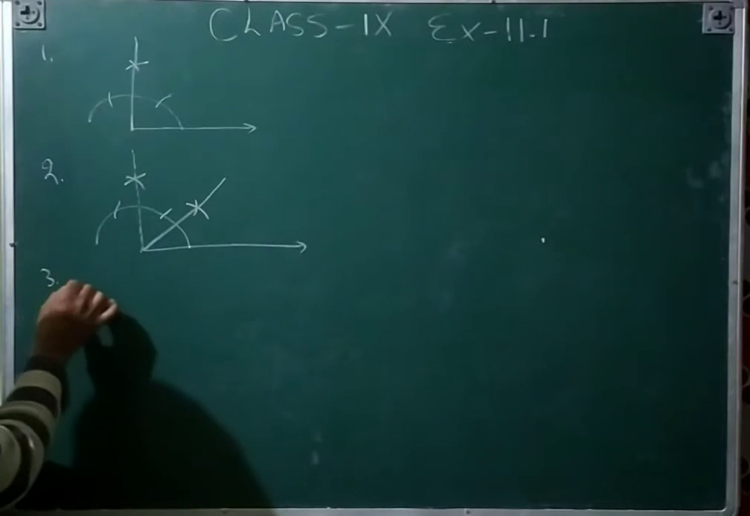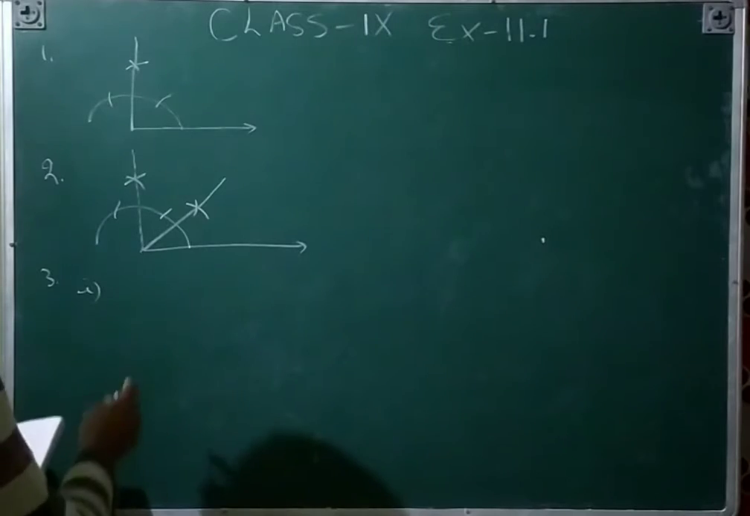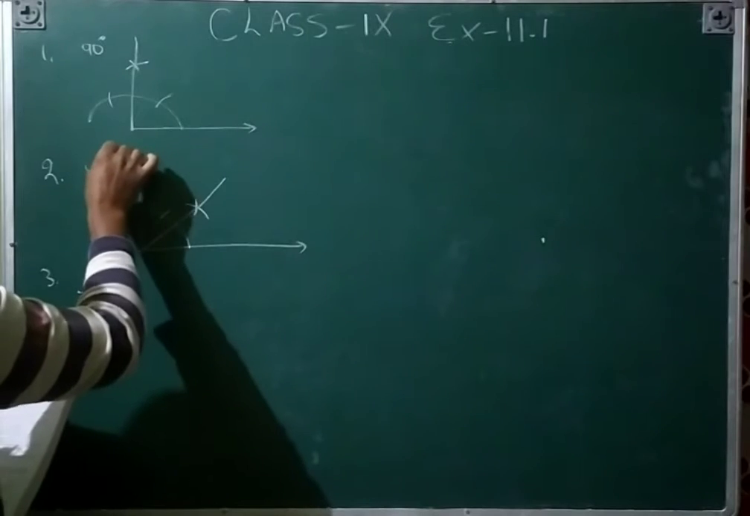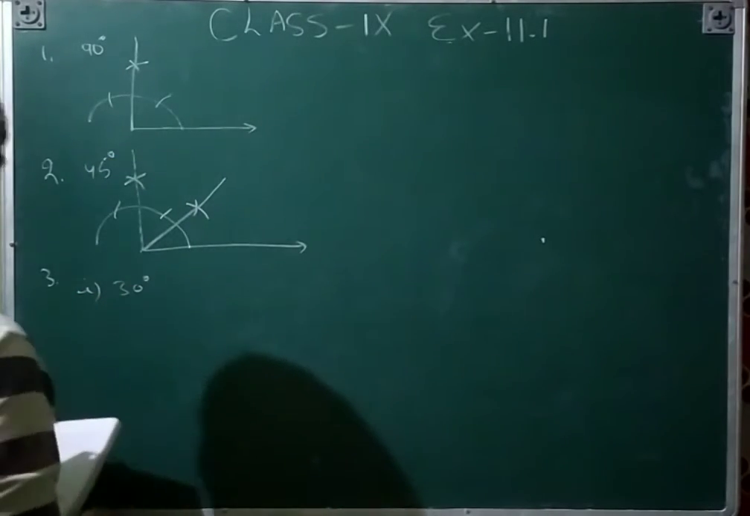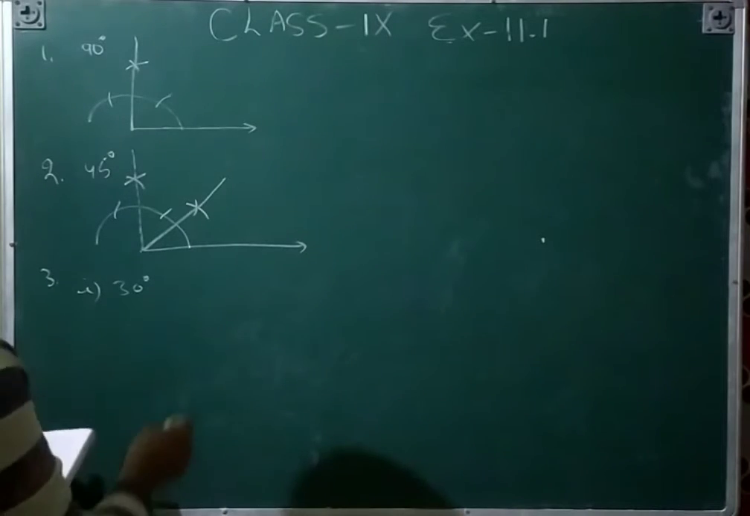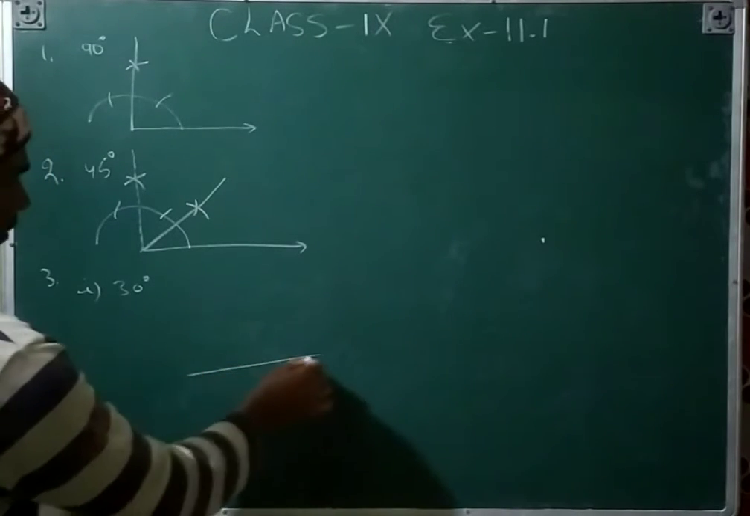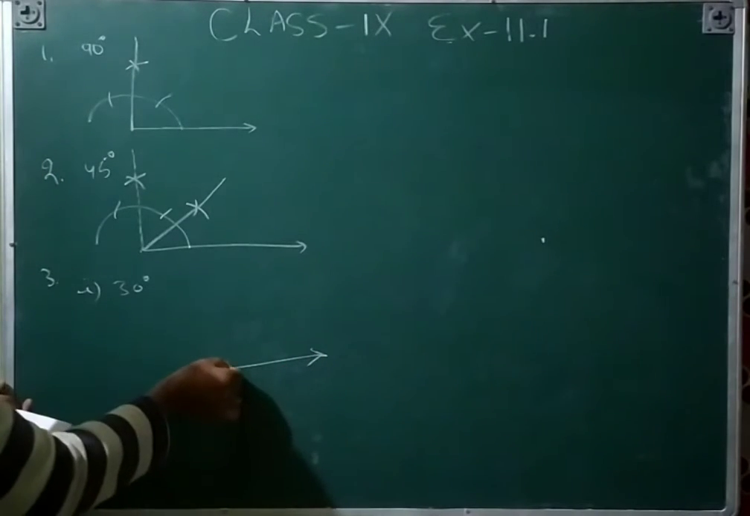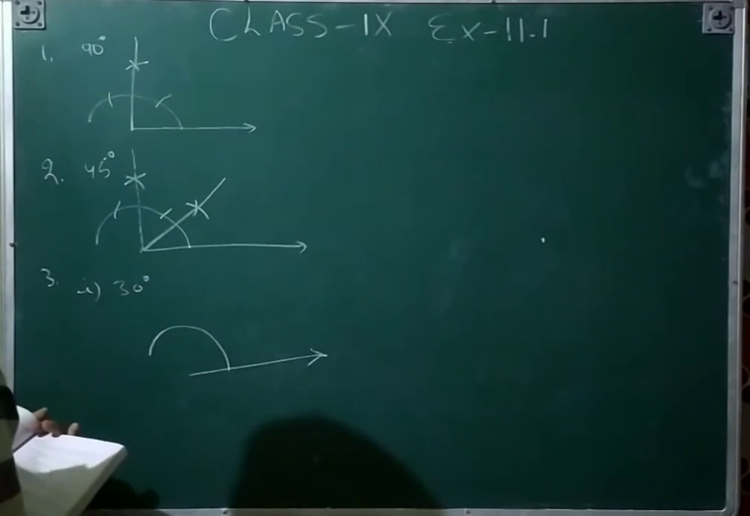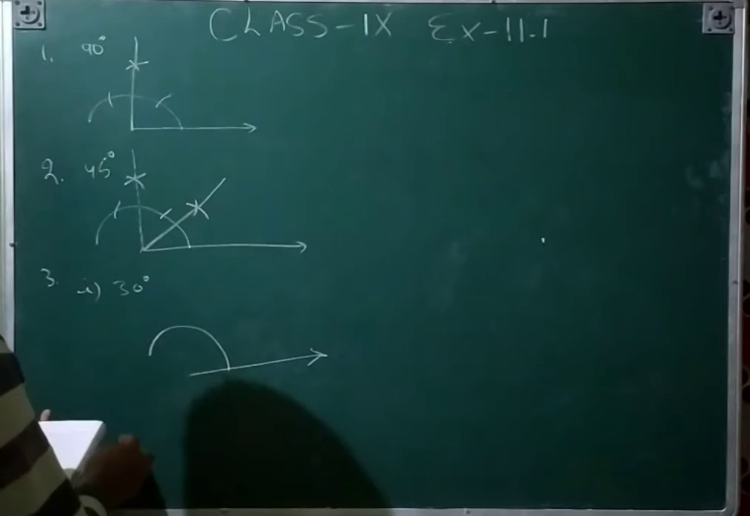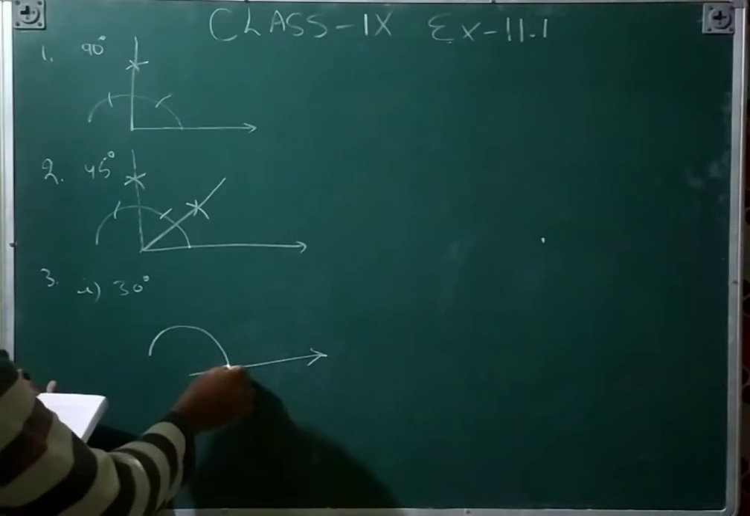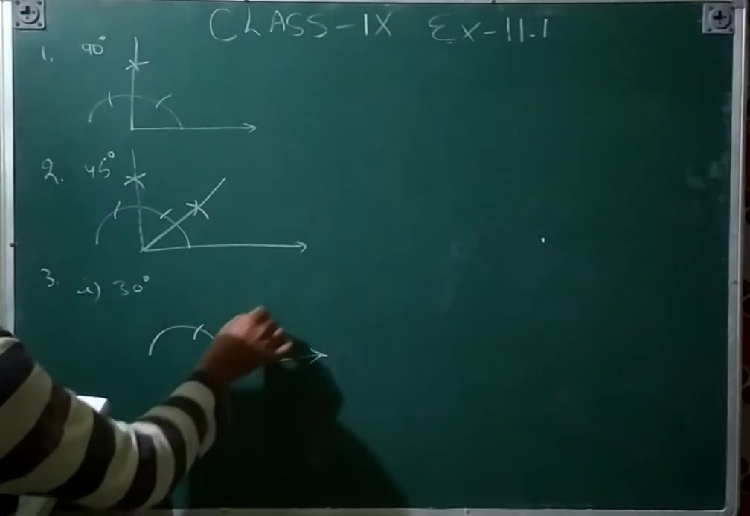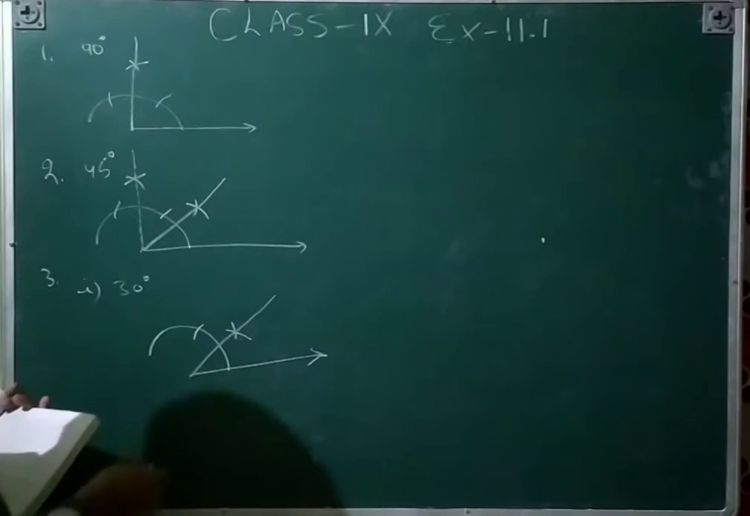Then the third question, first part: 30 degrees. This is the 90 degree, this is the 45 degree, this is the 30 degree. So how will you make 30 degrees? Similarly, draw one ray, and from this point make an arc by any distance, 1 or 2 centimeters with your compass. Then from here and from here make an arc, here also and from here also. That will be 30 degrees.